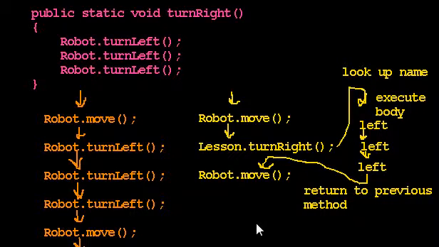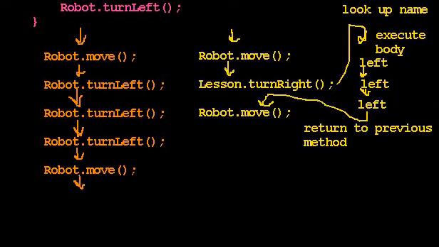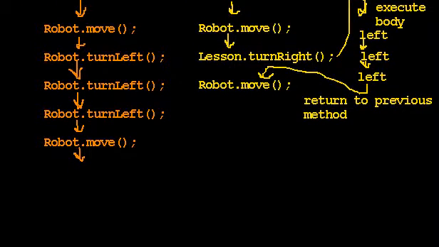So you might wonder, wait a second, doesn't that mean methods are bad? Because look how simple it was for Java to run turn left 3 times, and look how much work we're making for Java to look up turn right, and then run what's inside turn right, and then remember where to come back to, go back to it at the end. Aren't we making a lot of work for Java? And the answer is yes. So here's the trade-off.